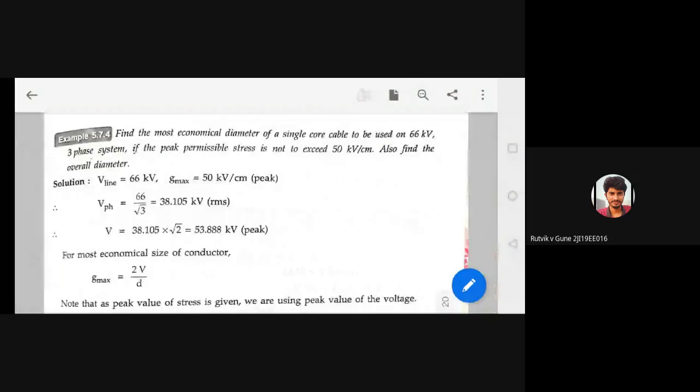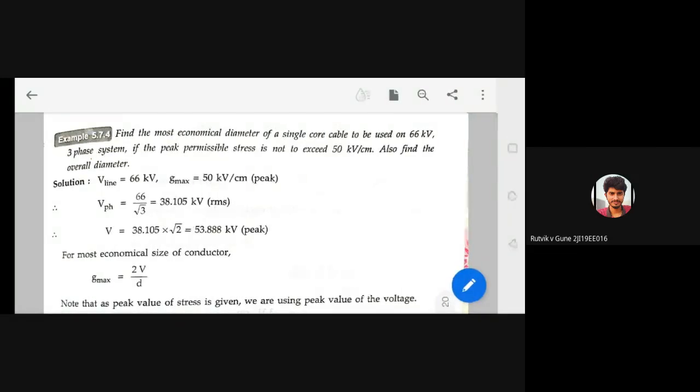V line equals 66 kV, g max equals 50 kV. So you know the line voltage, and you know the maximum value, because it says the permissible stress should not exceed 50 kV. That means the maximum value of g max is given. The line voltage is also given. Now you have to find the phase voltage by dividing the line voltage by root 3 and you get the phase voltage.